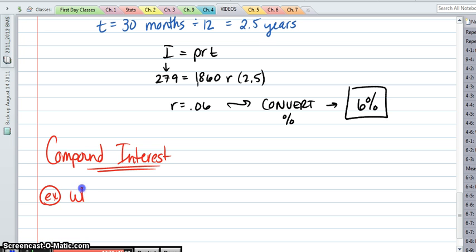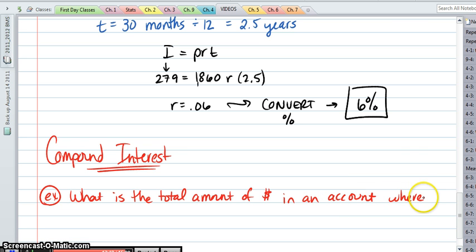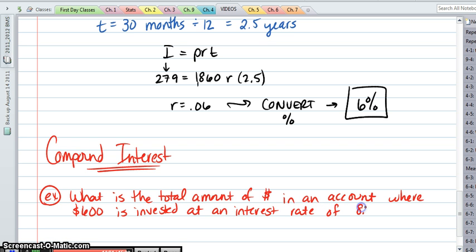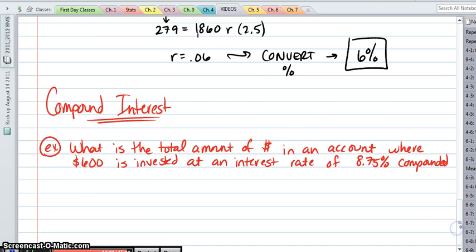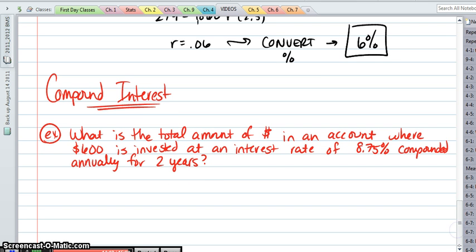So, what is the total amount of money in an account, we're talking a bank account here, where $600 is invested at an interest rate, this is nice, of 8.75%. And I'm going to say this is compounded annually. That means every year for 2 years. Okay, so how on earth do we go about solving this one?